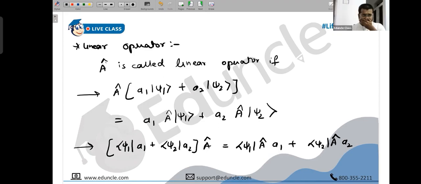A1 is a constant, right? Yes, even into constants. So the derivative is a linear operator. Absolutely, derivative is a linear operator because we always throw constants outside. So you have written a cap is called a linear operator if... Yes, it's a definition.